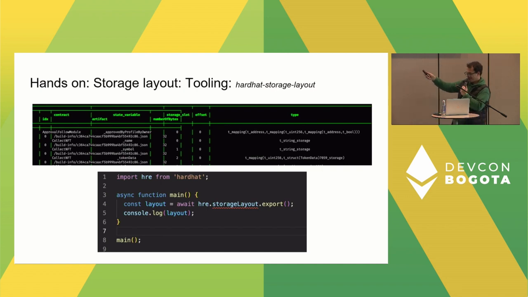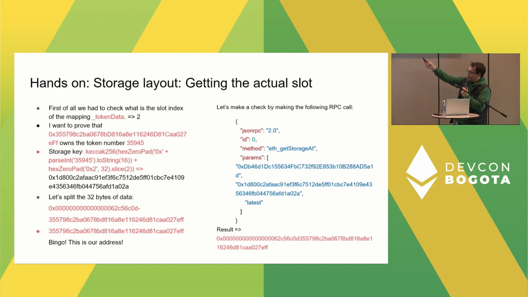We know this slot index, and that's how we get it. We have a column that is called storage slot. And as you see, _tokenData is marked as 2, and that's it. Okay, but what do we do with it? How do we get this storage key?